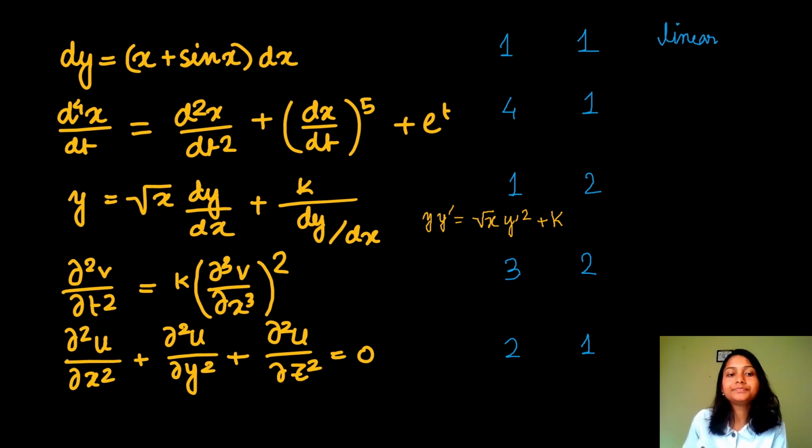For this one here, one of the derivatives has power 5. Therefore, it cannot be linear and it is non-linear. For this case, it can be expressed in this form. Here again we can see that one of the derivatives has power 2, and also there is a multiplication term between the dependent variable and its derivative. Therefore, this is again non-linear.